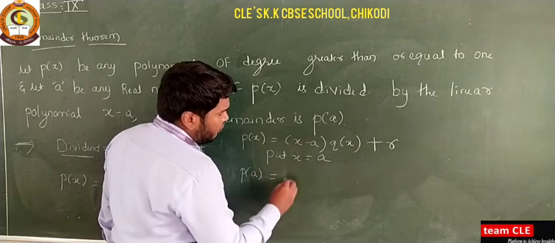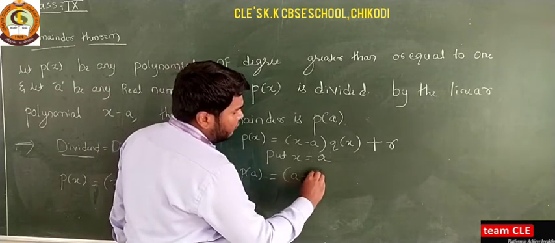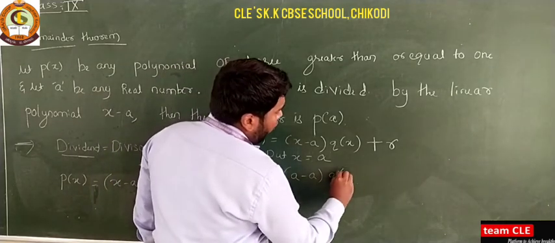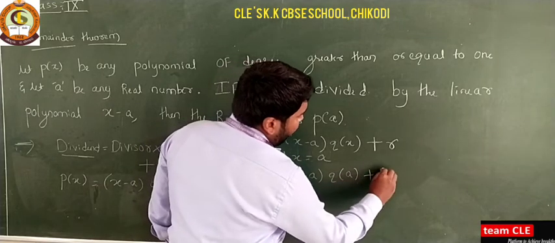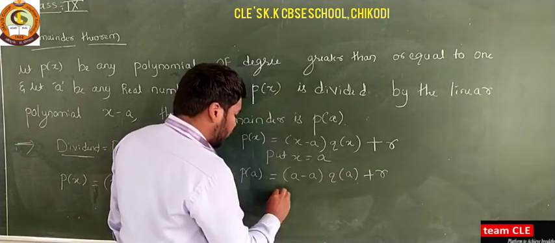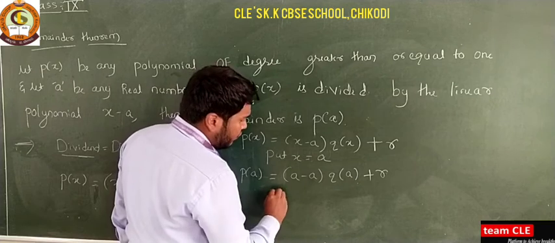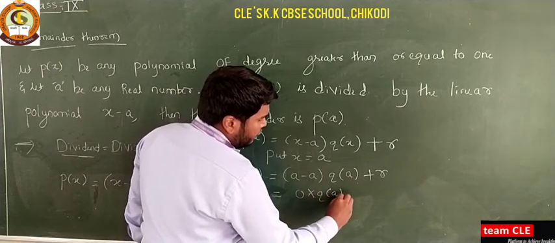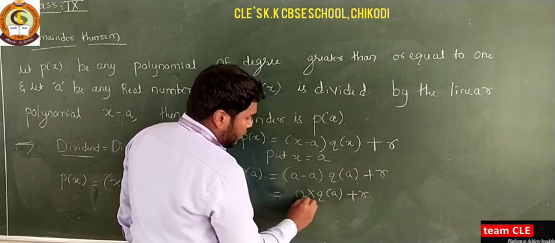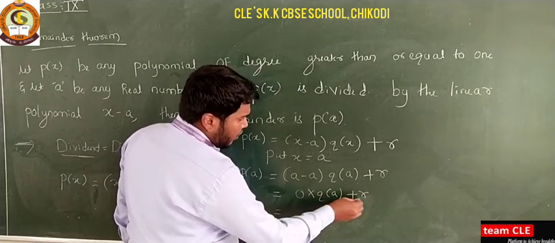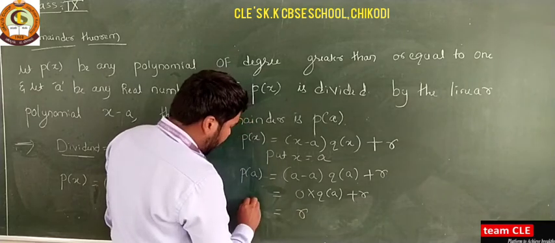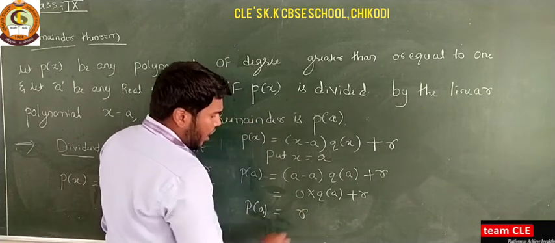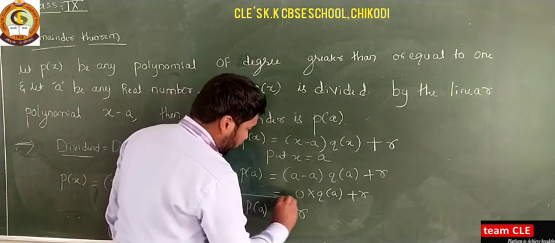P of a is equal to a minus a into q of a plus r. So a minus a is equal to 0, that is 0 into q of a, plus r. Anything into 0 is 0. So your answer is p of a is equal to r. So p of a is equal to r.